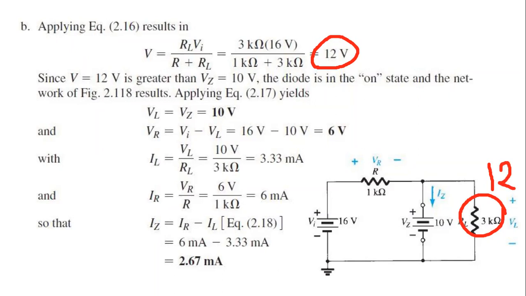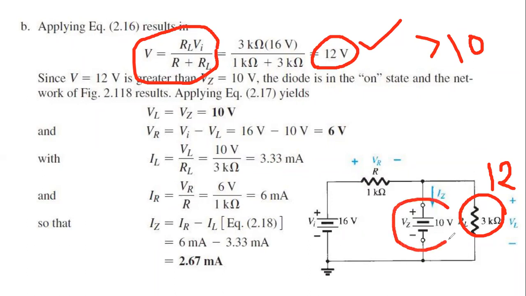Sir, will it exceed the breakdown region? It crosses, basically, sir. When we calculate the VL, we get 12 volt, which is greater than 10 volt. So it already reaches the Zener region. When it crosses the Zener region, we can replace the Zener diode using a voltage source.